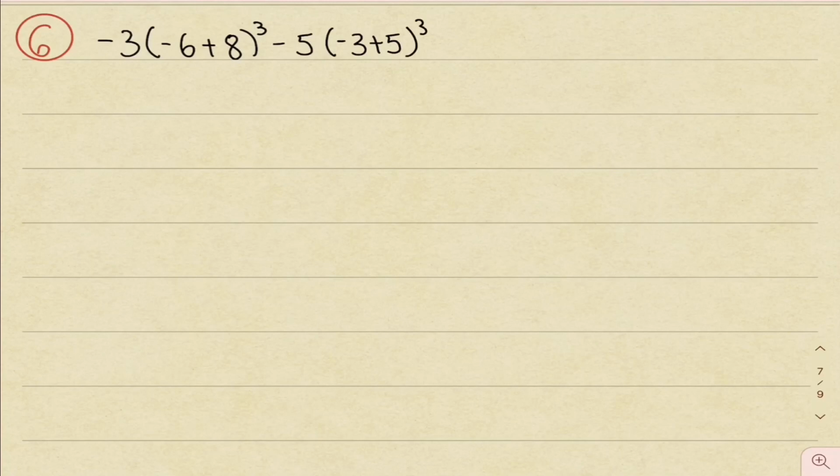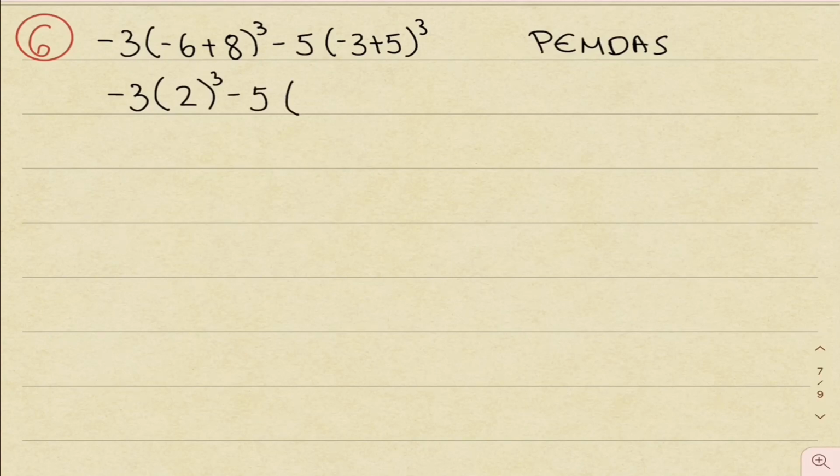Now let's say I have negative 3 times (negative 6 plus 8) to the power of 3, minus 5 times (negative 3 plus 5) to the power of 3. Again, I'm going to write here PEMDAS. The first operation that I have to do is, of course, parentheses. I'm going to work inside of parentheses. Negative 6 plus 8 is 2. So I have 2 to the power of 3 minus 5. Now I have negative 3 plus 5, which is 2, to the power of 3.